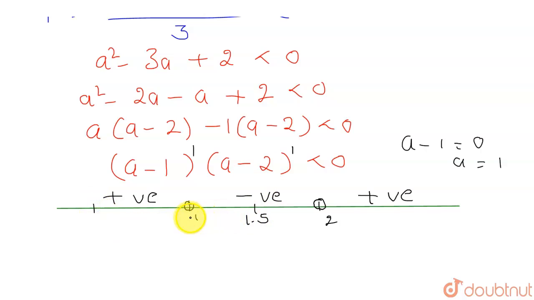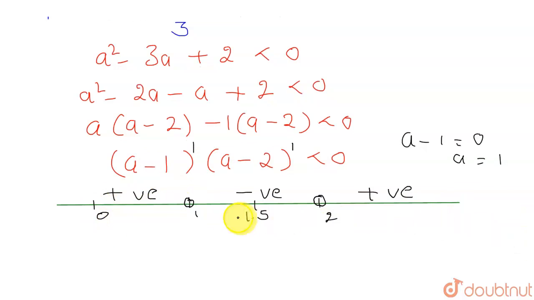And for less than 1, take 0. If I put 0, this will give me minus 1, this will give me minus 2, and minus 1 into minus 2 will give me 2, which is a positive number. So that way you can also check. But in this inequality the product of these should be negative, which means our required region is this region, the negative region. So this will be the answer of this inequality.